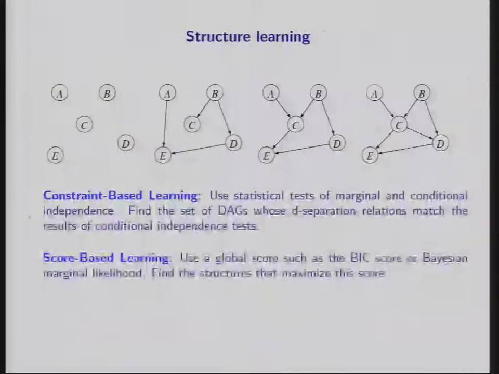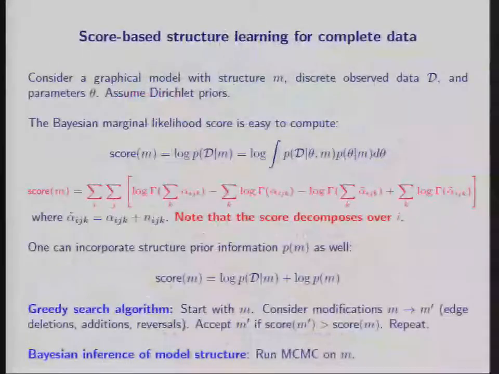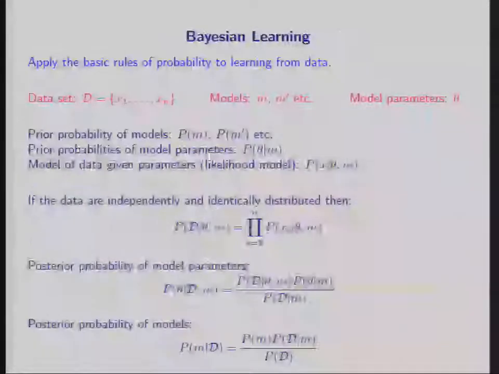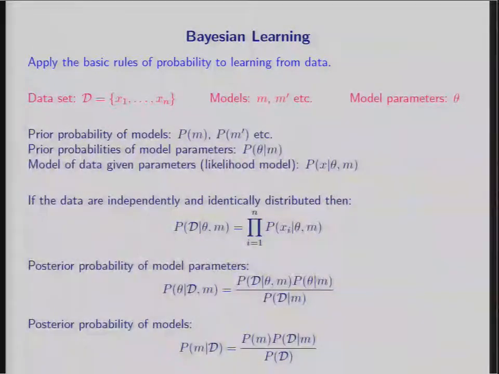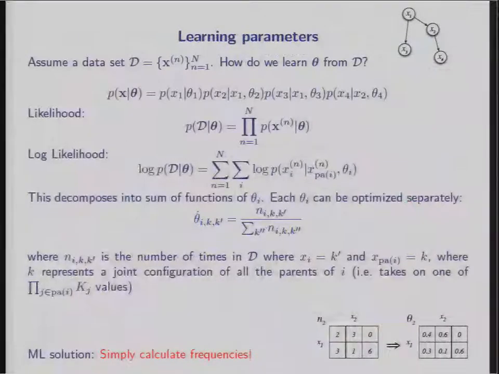So I think, did I skip those? Yeah, I think I skipped that, but we'll see it in a minute. So essentially, Bayesian learning applied to parameter learning in a graph, for when you have no missing data, ends up being really, really simple to do.